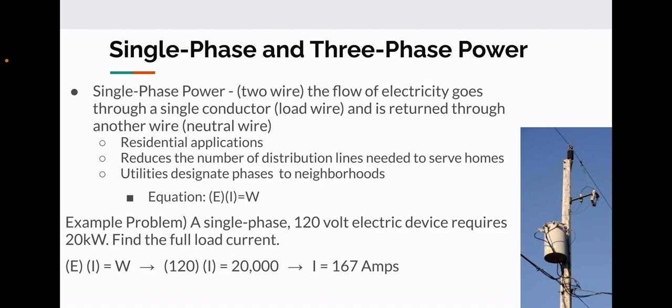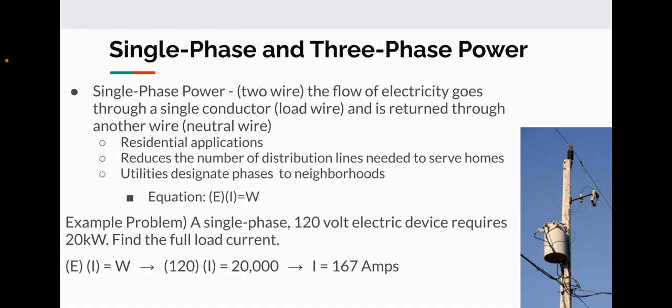And utilities, the way they do this is they'll usually designate phases to neighborhoods, and by designating phases, they reduce the number of distribution lines they need. So let me go into this. They have three phases, A, B, and C. They'll designate neighborhood 1, and it's going to be A to B. Neighborhood 2, it'll be B to C. And then they need to connect it all back together to form that circuit, C to A. That way they can have less lines because they don't need another returning line, so to say, and it all forms a circuit together.